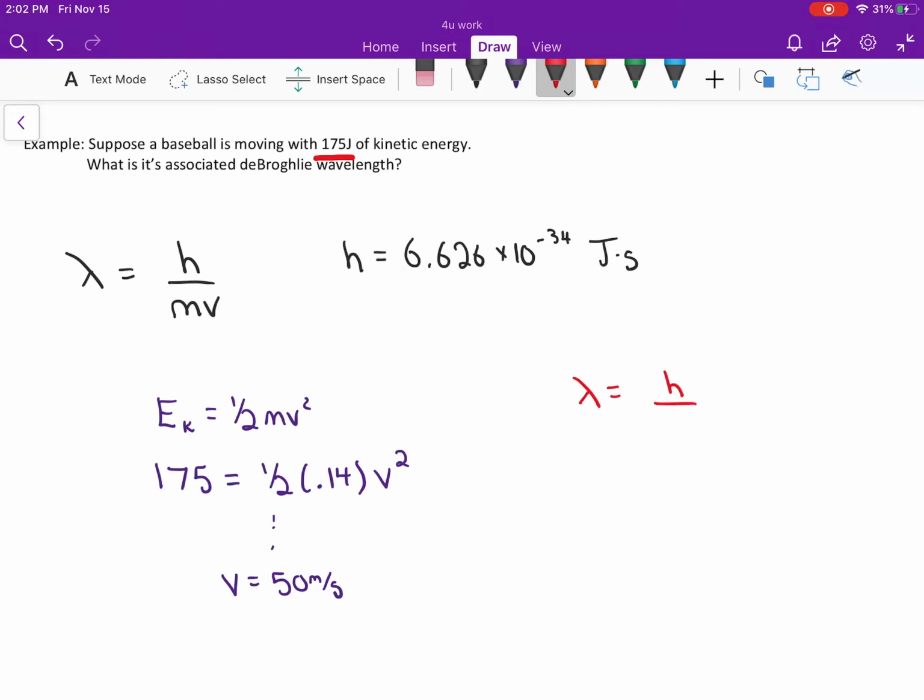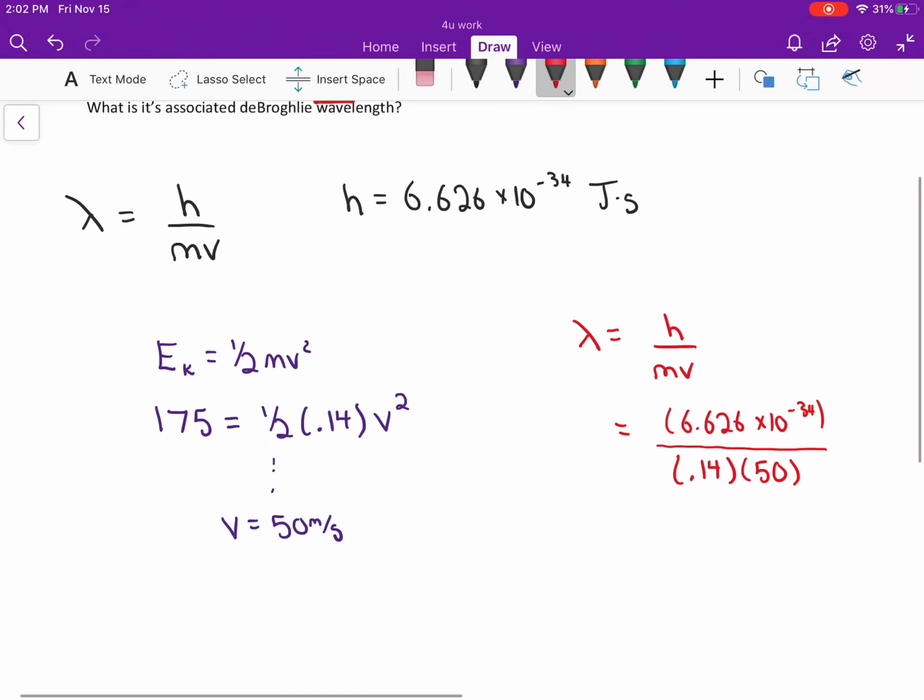Now that we've got the speed, the de Broglie wavelength is just the constant divided by momentum. The constant is always the 6.626 number. For the numbers I made up this time, the mass of a baseball, you can Google it, but 140 grams is close to a regular baseball within a gram or two, and the speed that we worked out was 50.